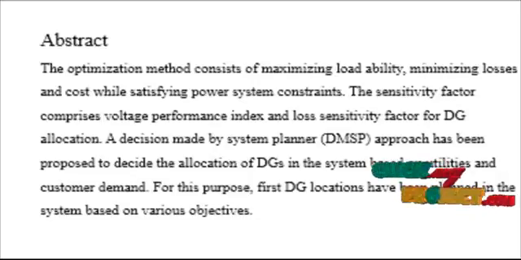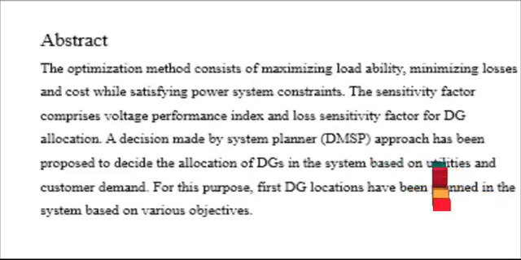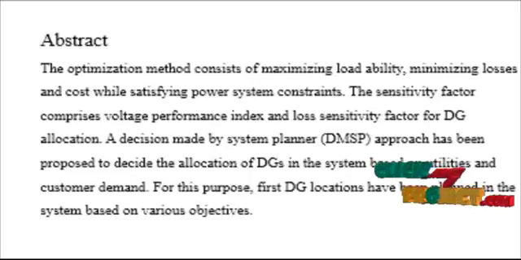The optimization method consists of maximum loadability, minimum losses, and cost while satisfying power system constraints. The sensitivity factors comprise the voltage performance index and low loss sensitive factor for DG allocations. A decision-making approach by system planners has been proposed to decide the allocations of DG in the system based on utilities' and customers' demand.